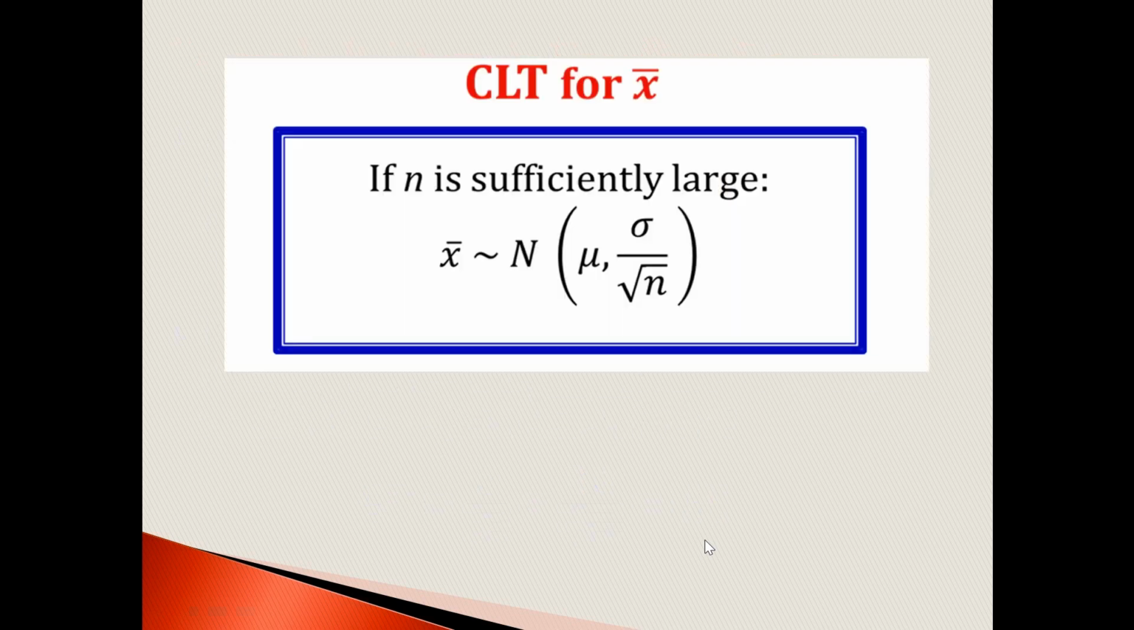Now that we talked about the standard error, we will talk about the shape of the distribution. So the central limit theorem for a single mean says if the sample size is large enough, we can look at that distribution as a normal distribution that is centered at the population mean and that has a standard deviation that is equal to this standard error.